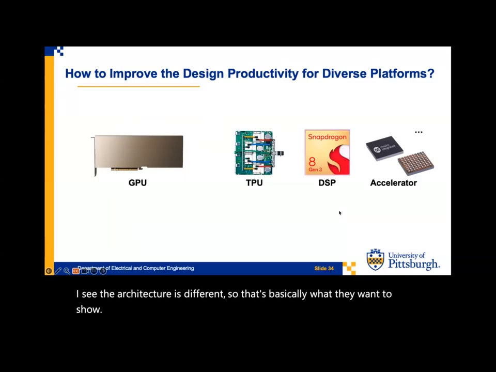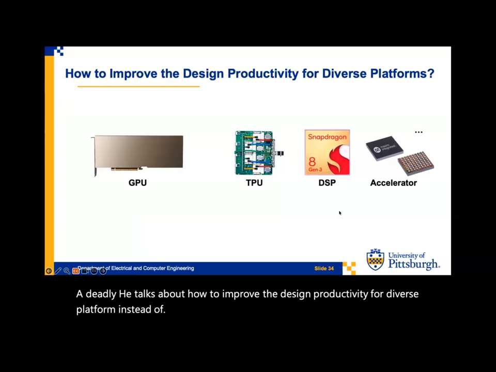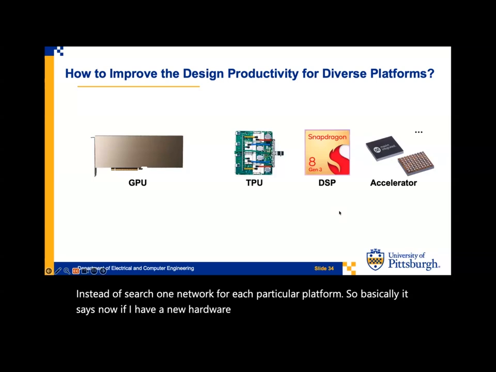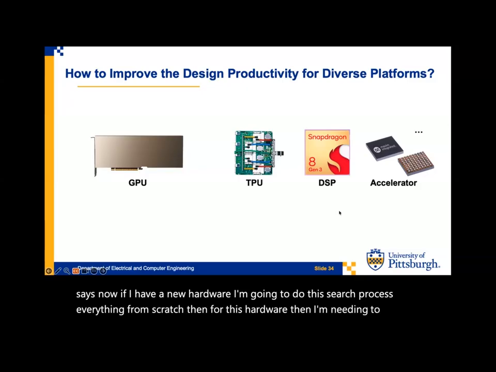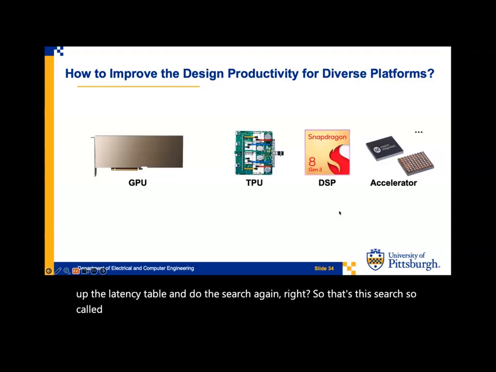Then he talks about how to improve the design productivity for diverse platforms. Instead of searching one network for each particular platform. So basically, if I have a new hardware, I'm going to do this search process, everything from scratch. Then for this hardware I need to build up the latency table and do the search again, right? So that's the so-called search productivity. So what they want to do is, can we just use a unified approach, search one network and then tailor that network for each specific hardware.